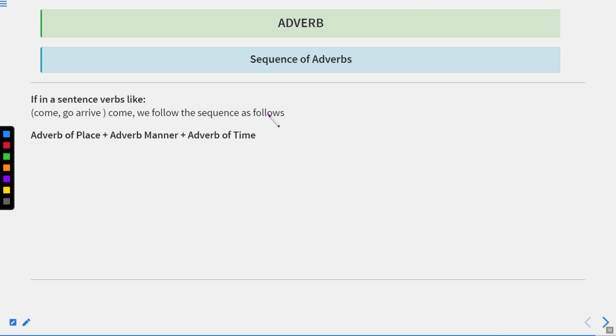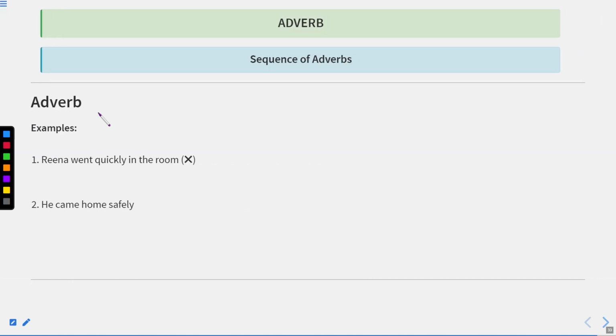And in this concept, we have only these verbs. Now this is the condition. If in a sentence any of these verbs come, that is come, go, and arrive, we should follow the sequence, that is adverb of place, then adverb of manner, and then adverb of time. So this thing is very, very important. Okay. Now let us discuss a few examples of it.